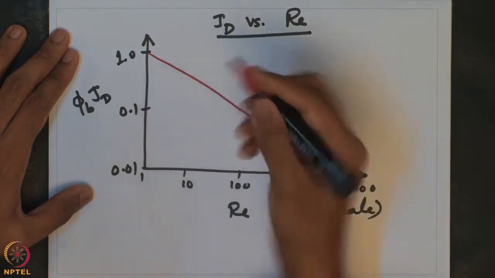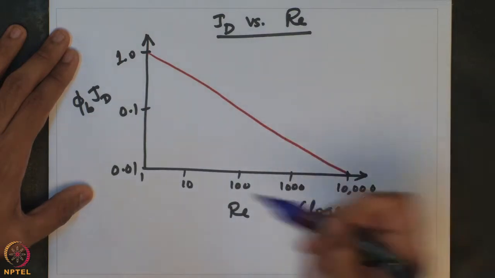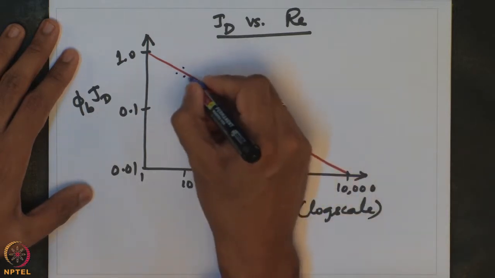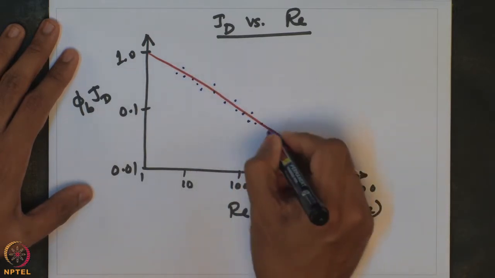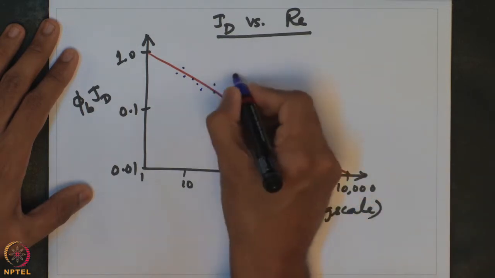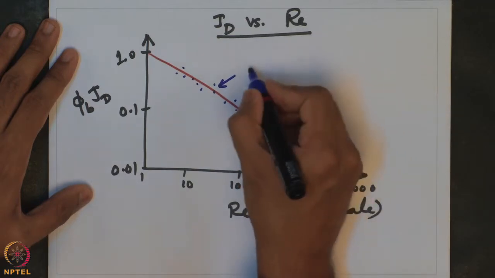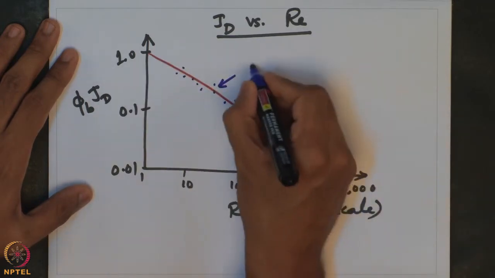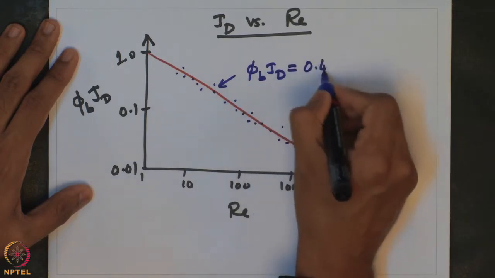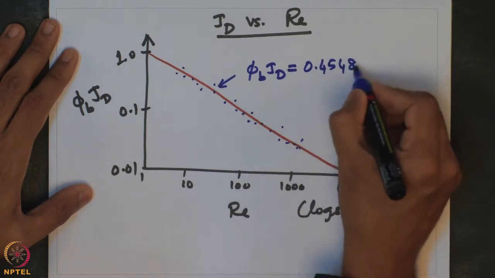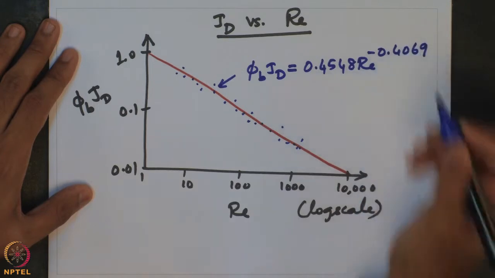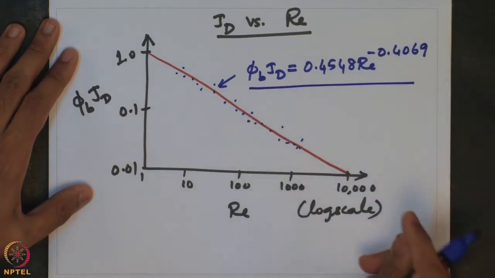And most of the experimental data that has been done for finding the Colburn factor as a function of Reynolds number, they essentially fall along this inverse power law behavior. And in fact, the relationship of this line is essentially given by phi b JD is equal to 0.4548 into the Reynolds number to the power of minus 0.4069. So, this is the correlation.